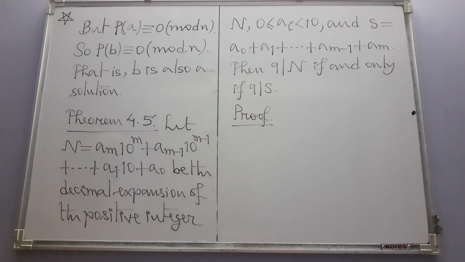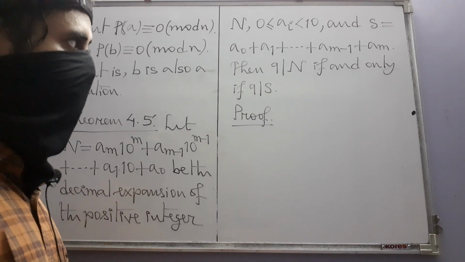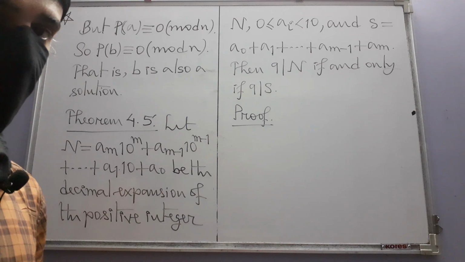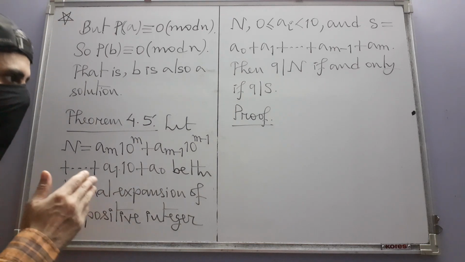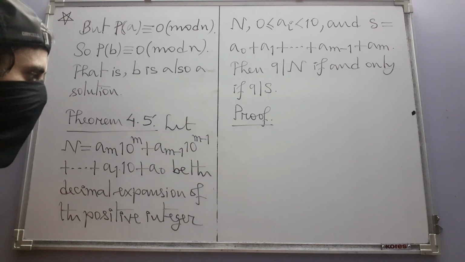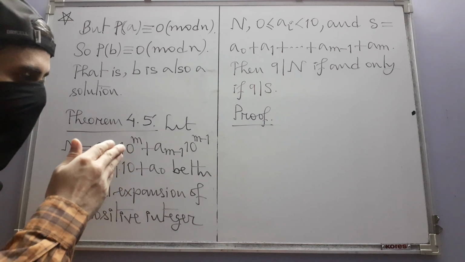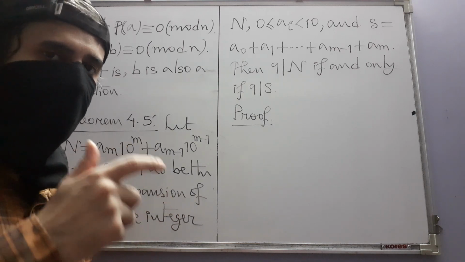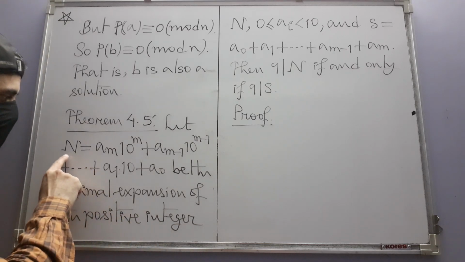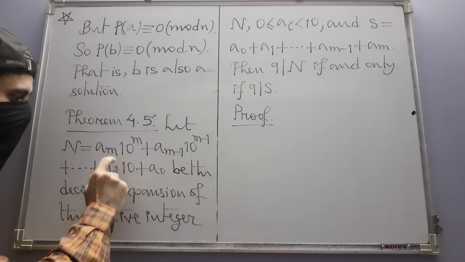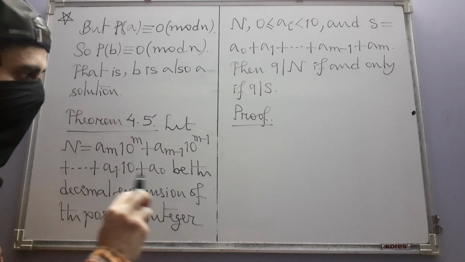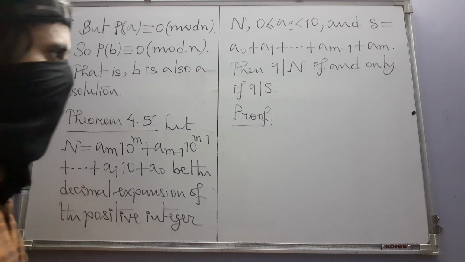So we are going to take the help of theorem 4.4. We recall theorem 4.4. It says that if we have a polynomial with integral coefficients, and we have two integers a and b which are congruent to each other modulo n, then the polynomial evaluated at a will be congruent to the polynomial evaluated at b mod n. In this case, that polynomial is this. In fact, this itself is not the polynomial, but the polynomial can be derived from this.